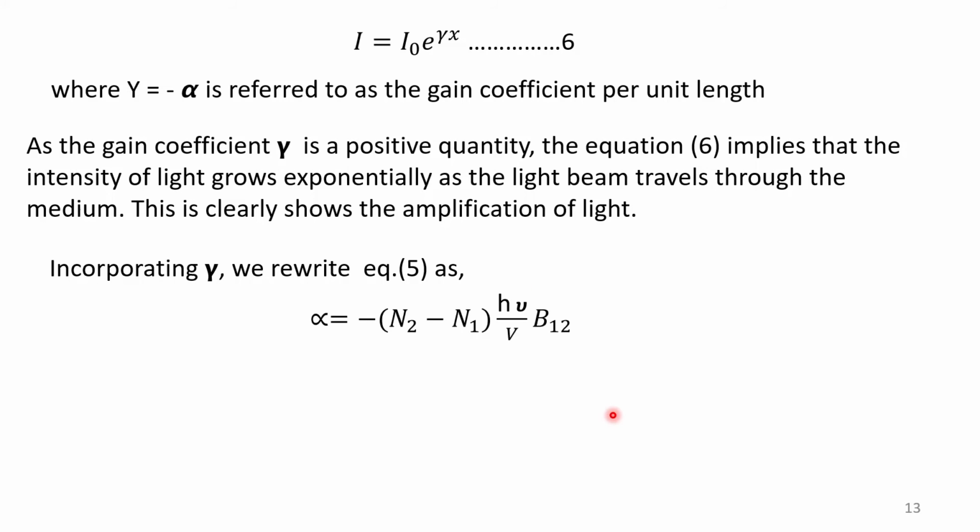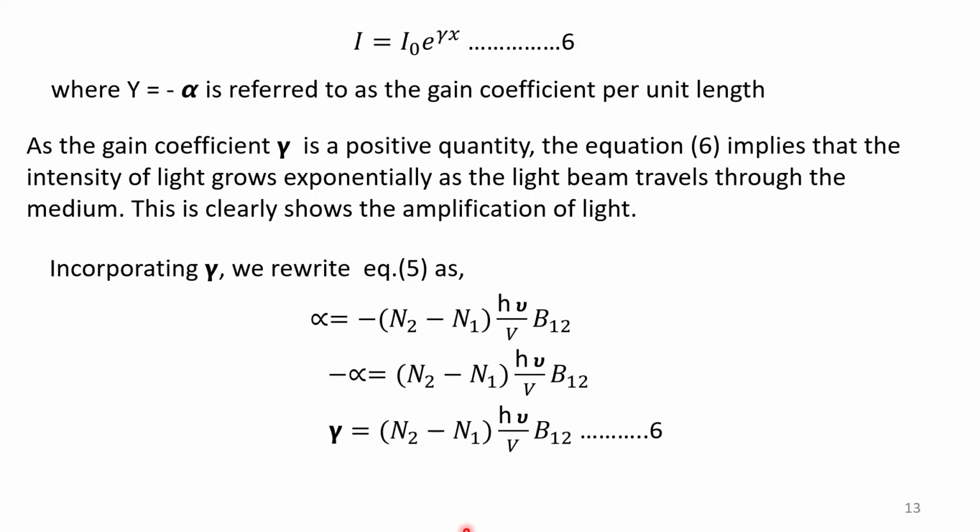Therefore, the equation number 5b, we can write the equation number 5 as alpha equal to minus (n2 minus n1) into h nu divided by v into B12. So we can write minus alpha equal to (n2 minus n1) into h nu divided by v into B12.